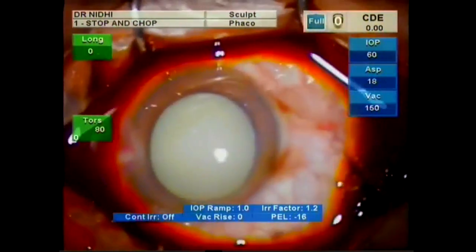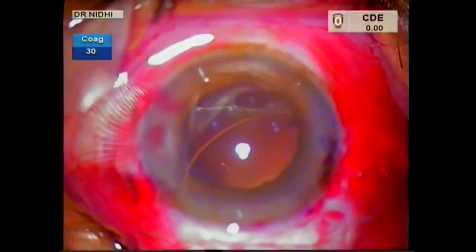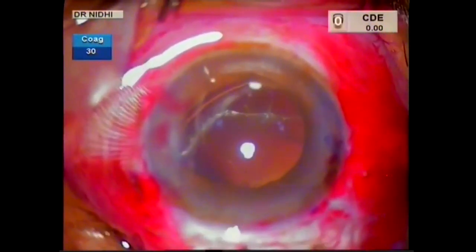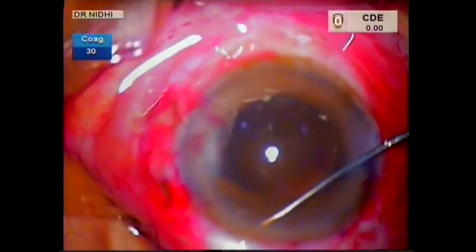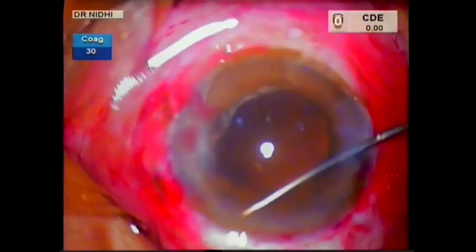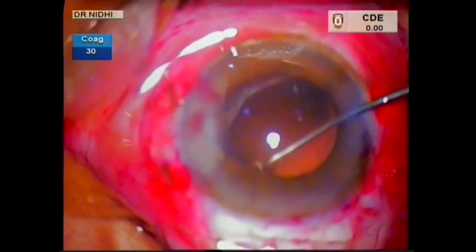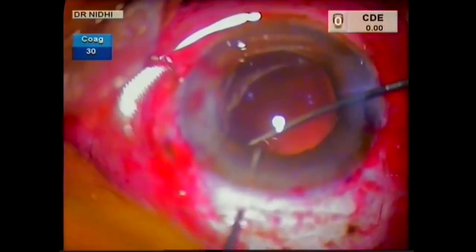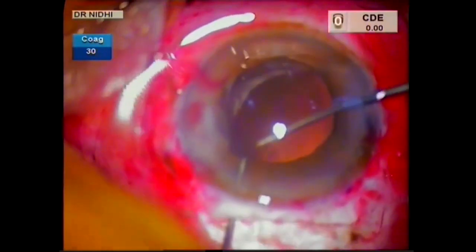In SICS, preferably CTR should be inserted through the side port. The trailing ring left in the AC, and the Sinskey hook picks up the ring of CTR and pushes it in the bag, and the tap on the ring releases the Sinskey hook from the ring.